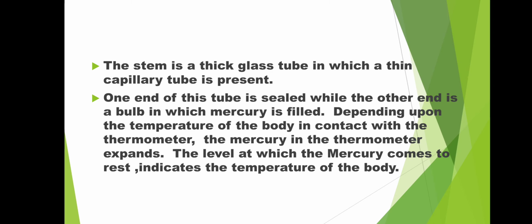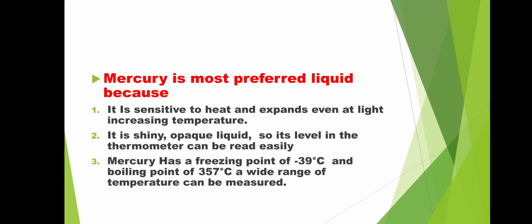So what did you understand? A thermometer has two parts. The stem, the back part, is made up of thick glass, and the front part, the steel one, has inside it the bulb. What is filled inside it? Mercury. When we keep the thermometer under our arm or in the mouth, the mercury gets heated and expands and moves into the capillary tube, and the level at which the mercury comes to rest then indicates the temperature of the body.